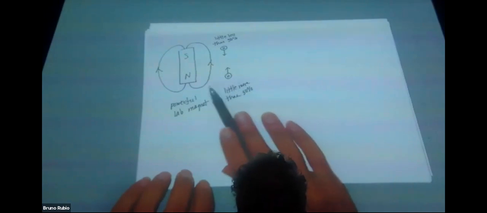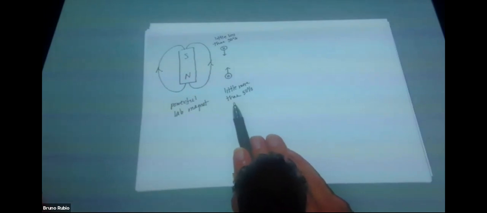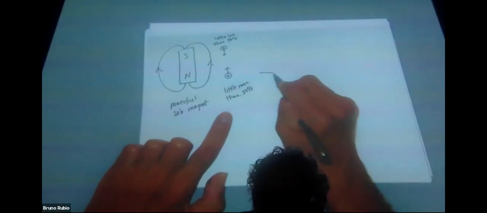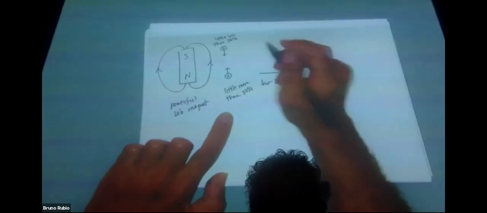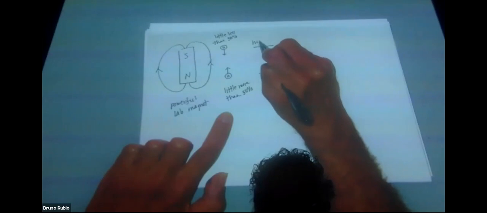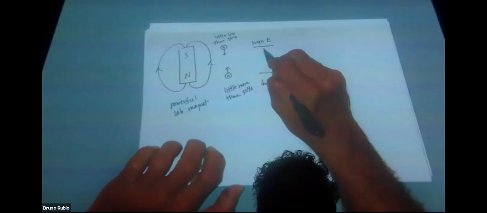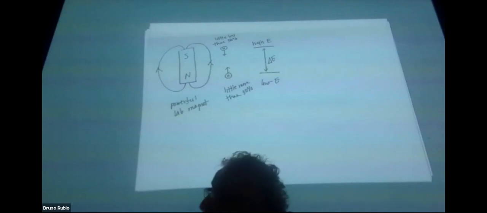The situation where the proton is aligned with the field is the lower energy situation. That's why more protons align their spin with the field than against it. So this is the low energy situation, and this would be the higher energy situation. So there's a band gap, a difference in energy between the spin up state and the spin down state.